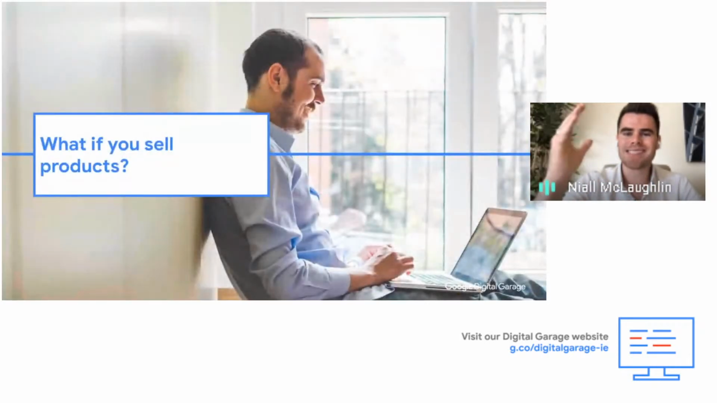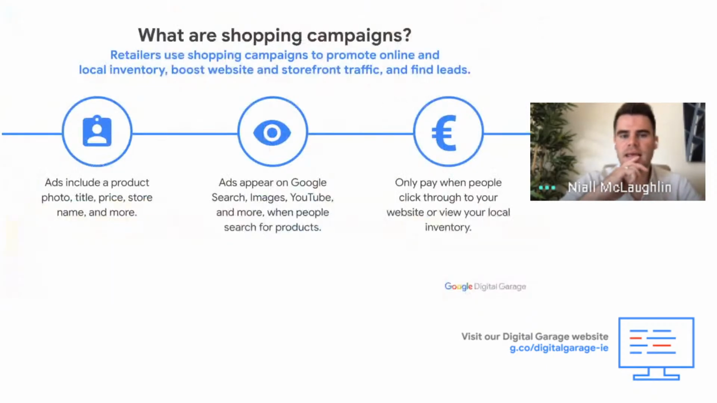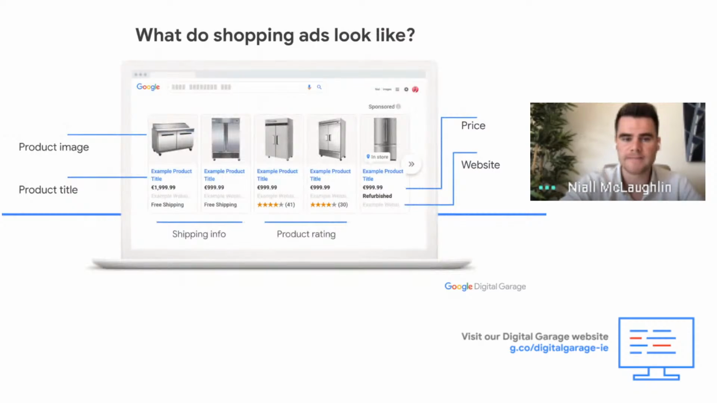So what about if you sell products online and offline? There's one more campaign type that might be of interest, and it's one that I've alluded to a little bit earlier on. At the very top of the presentation, I showed an illustration of an example search results page on Google. And at the top of the page, I pointed out where shopping ads can appear. You'll see this type of ad on Google search, images, shopping, YouTube, and more when people search for products that you sell. So let's take a closer look at some example shopping ads.